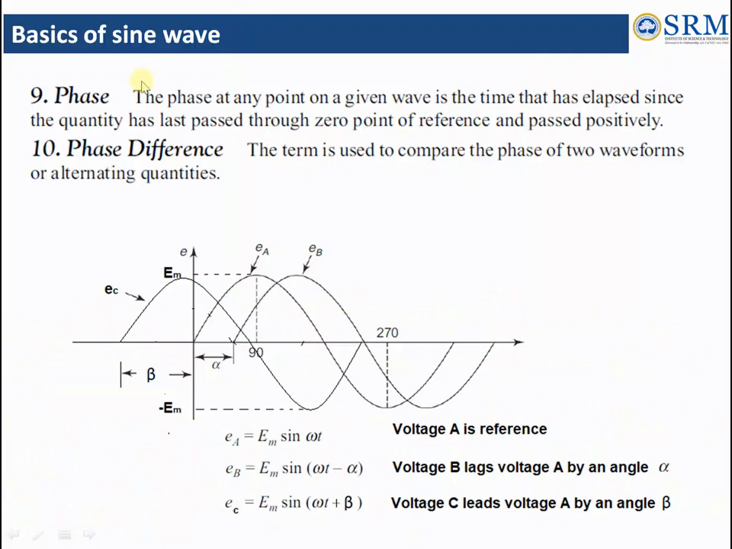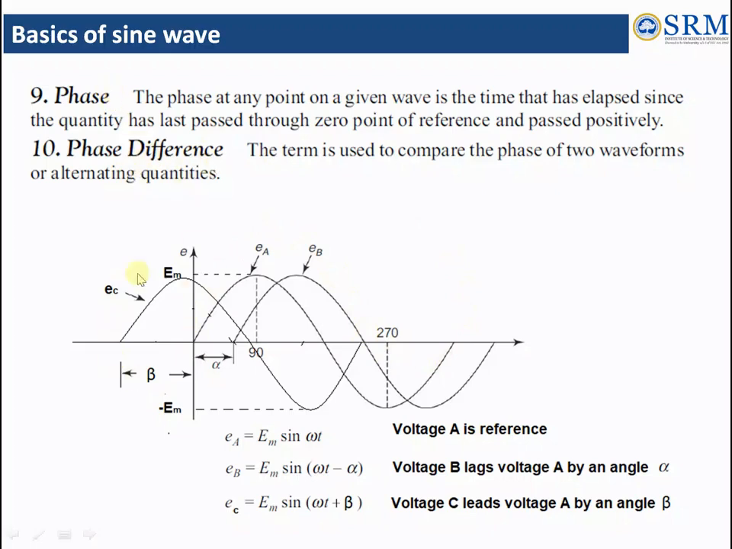Now let us see about the phase. At any instant, we can find the phase of the wave. Here the phase of the wave is 0 at this point. Here it is 90 degrees. Here it is 180 degrees. Here it is 270, and here the complete cycle is 360 degrees. Phase at any point is the time that has elapsed since the quantity last passed through the zero point of reference, passing positively.